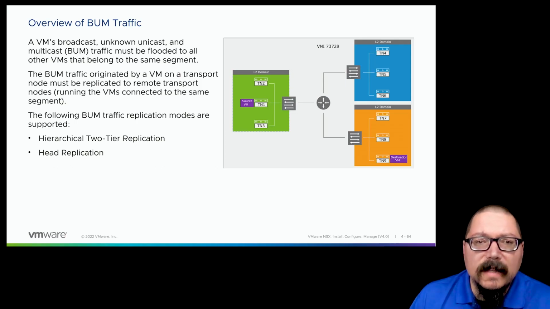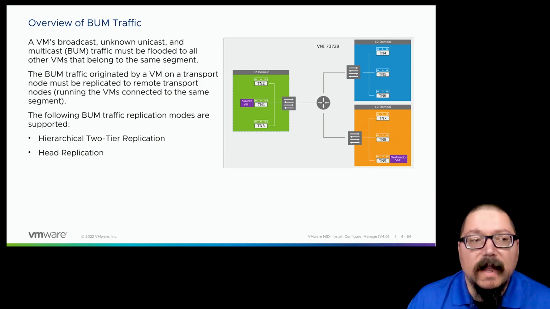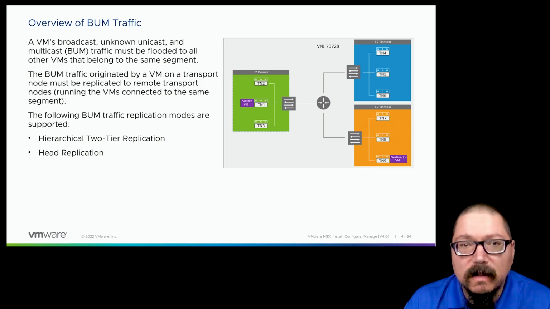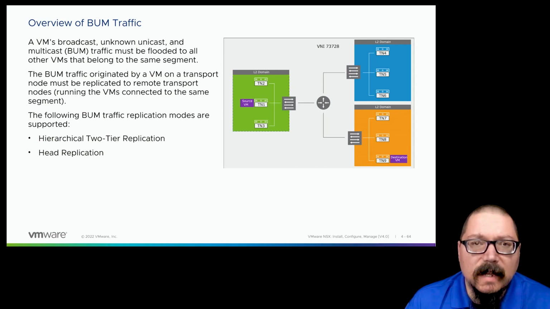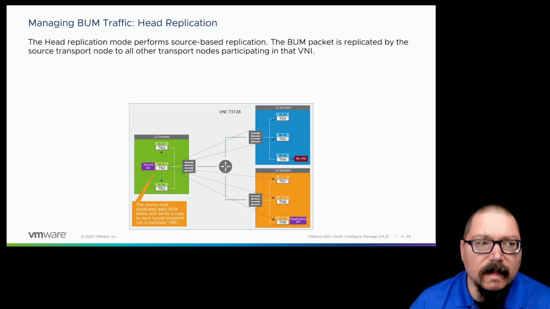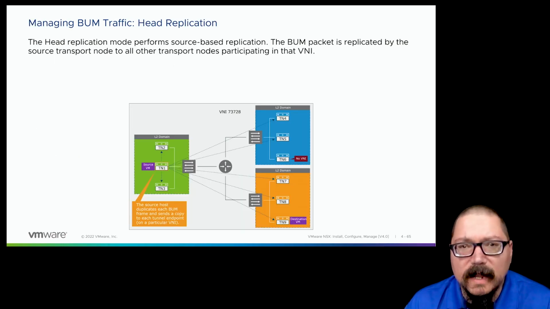Well, we've got two different ways we can deal with that. These are called our replication modes. We have a hierarchical 2-tier replication mode. This is our default. This is what we're going to use most of the time. And then we have head-end replication, which is non-default, and we're probably not going to use in too many cases. So how do these work? Well, head-end replication, let's look at the non-default first.